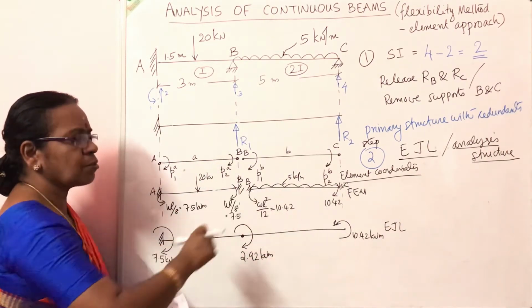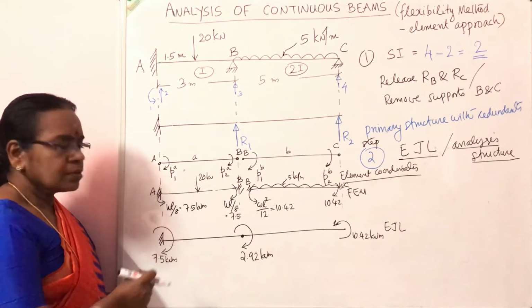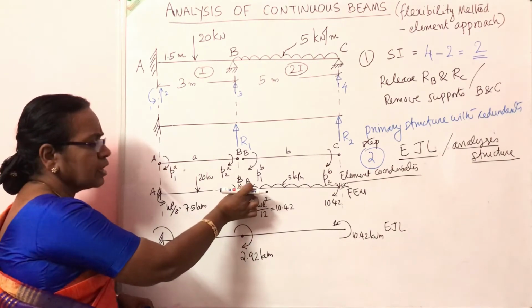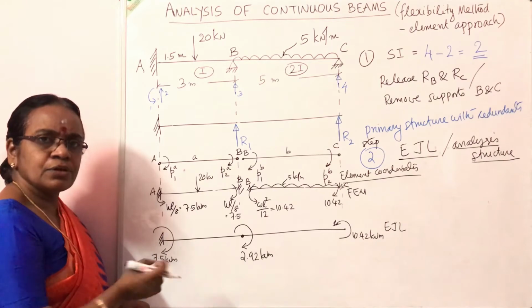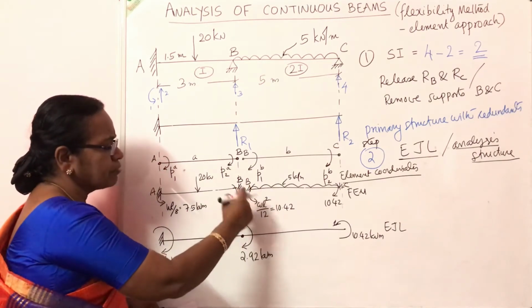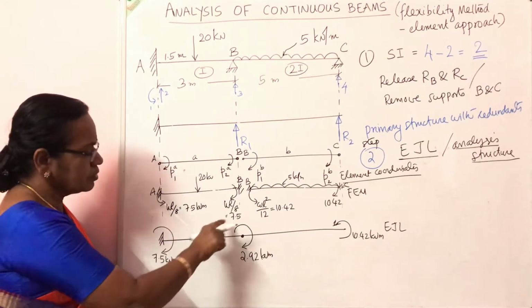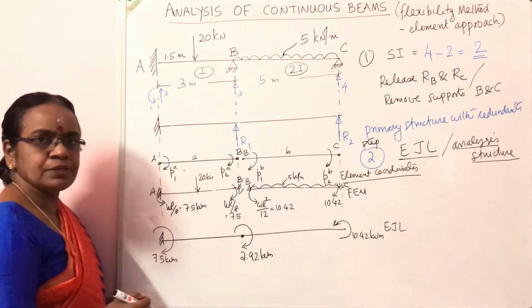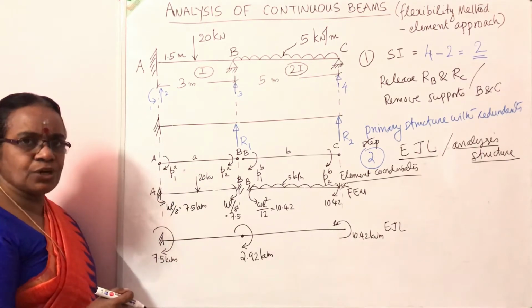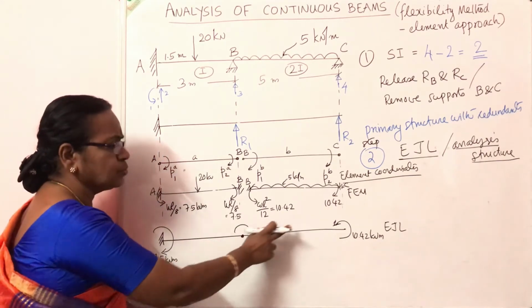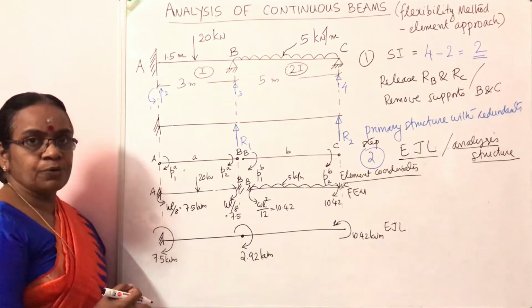Write down the fixed end moments at both ends. If there is any intermediate joint, you take the contribution from both the spans and find out the total value, the algebraic sum, and reverse all the fixed end moments. That is called the equivalent joint load. So this is the primary structure showing equivalent joint load.